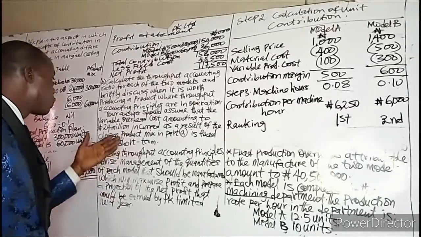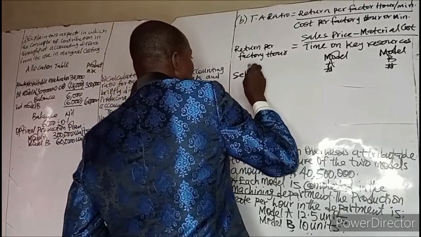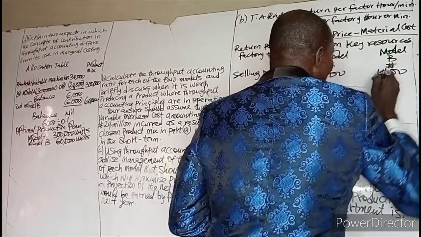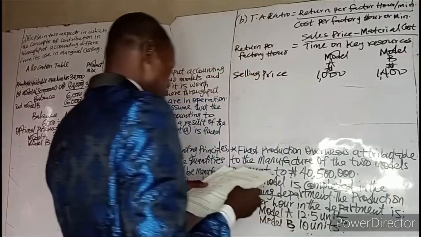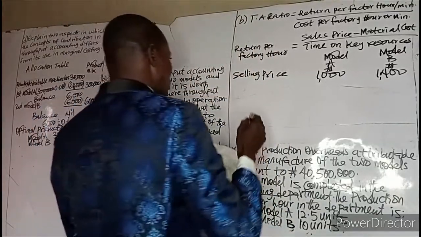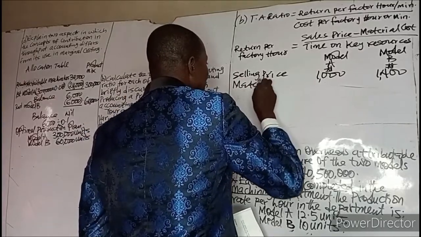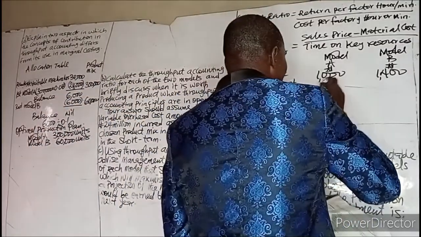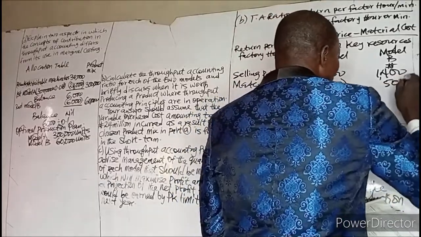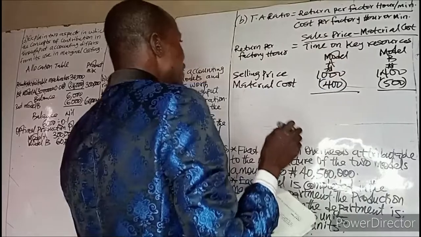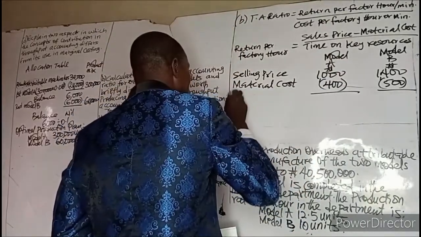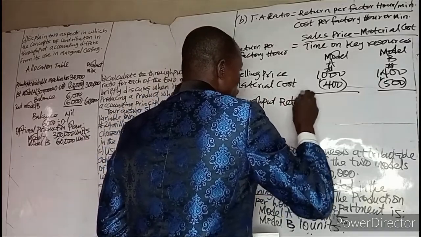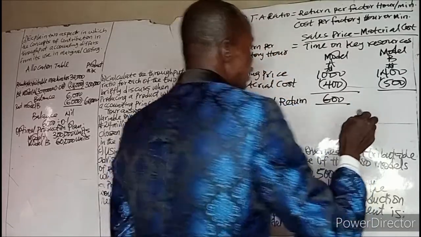Now, let's calculate the throughput contribution. We have selling price. For model A, we have 1,000. Model B, 1,400. We said in throughput accounting, only material is variable. So we have material cost. For model A, we have 400 and 500 for model B. If you subtract that, you have throughput return or throughput contribution. So this is 600 and this is 900.